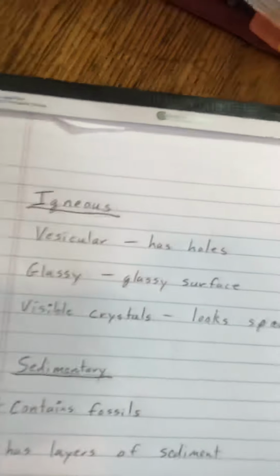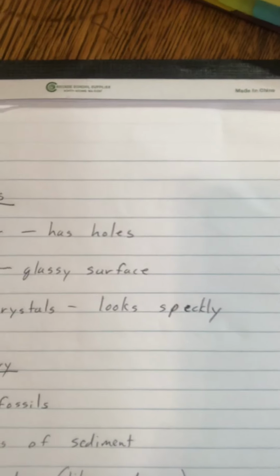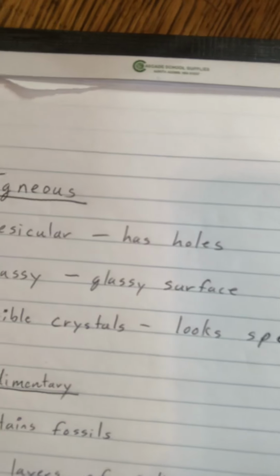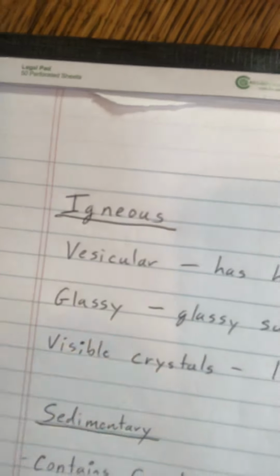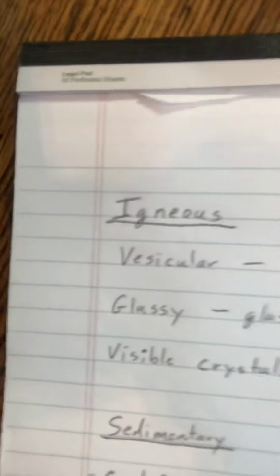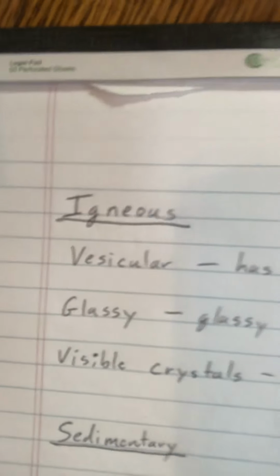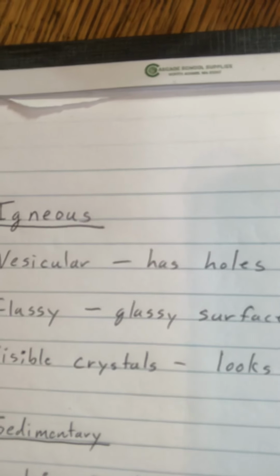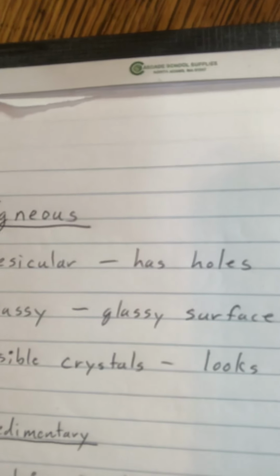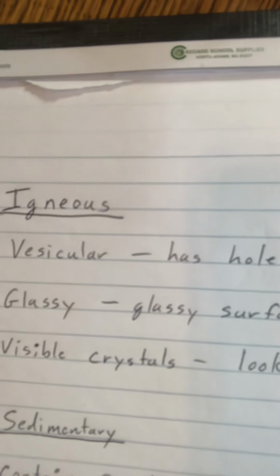Okay, so vesicular. If it's vesicular, it has holes in it. Remember, the gases were escaping very quickly, which allowed those rocks to cool fast. As it did that, those gases escaped, leaving the holes in that rock. So it's called vesicular. If you see a rock that's vesicular, has holes in it, it's going to be igneous. If it has a glassy texture, glassy surface, shines like glass, it's going to be igneous.